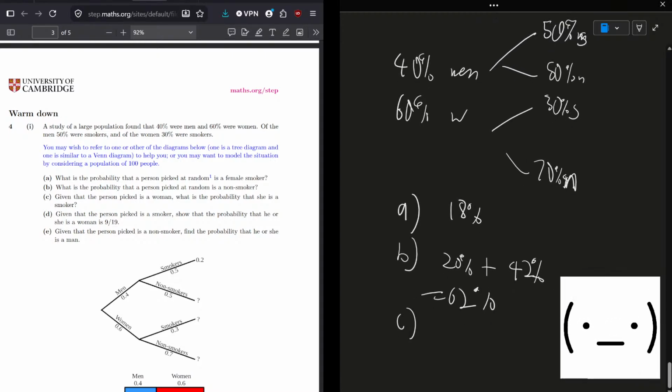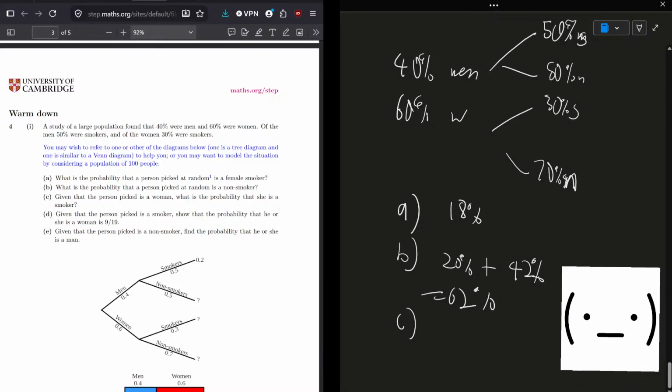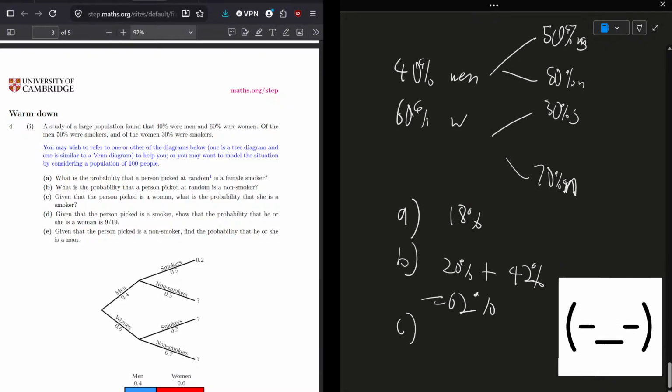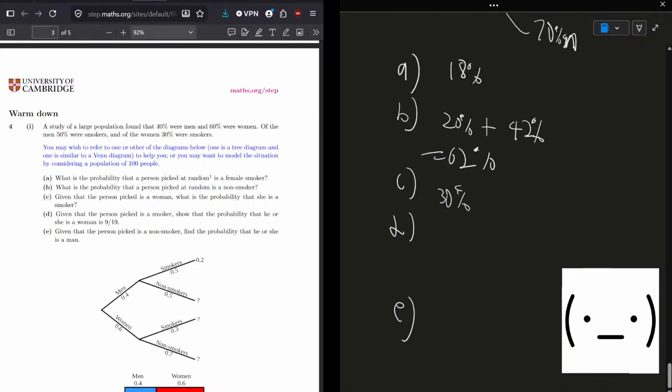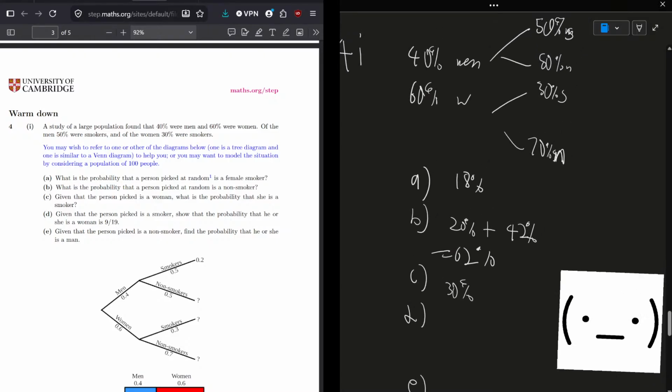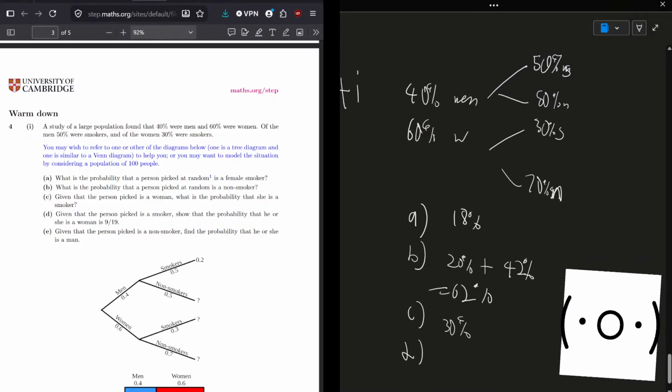I believe it is 40%. Should be 40%. And we've got D and we've got E. Given that the person picked is a smoker, show that the probability that he or she is a woman is 1/9.